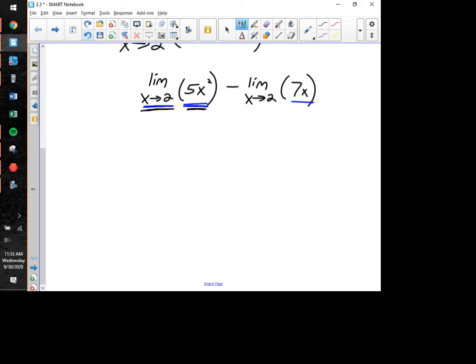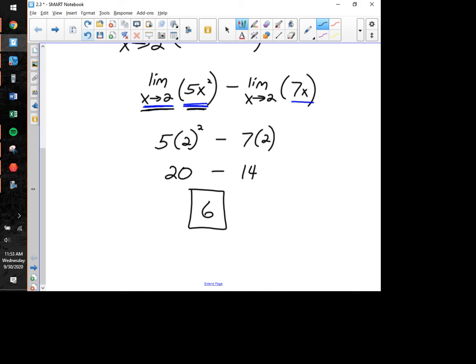So again, I'm showing more work here than I need to, but we can simply, in this case, substitute the 2 in for the x's here and make this 5 times 2 squared minus 7 times 2. That's going to get us a 20 here for the first term, a 14 for the second, and we're going to end up with an answer to this limit problem of 6.